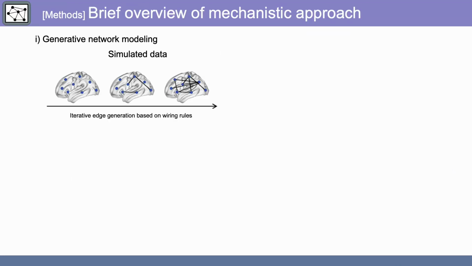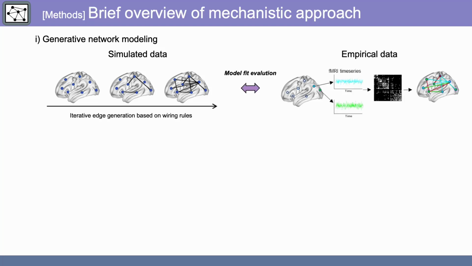Now, finally, to gain a mechanistic understanding of how thalamocortical connectivity contributes to the formation of cortical networks, we explored a series of generative network models. These models create synthetic networks according to predefined wiring rules mimicking developmental processes. And then the simulated data is evaluated by examining the model fit with the empirical functional connectivity data.